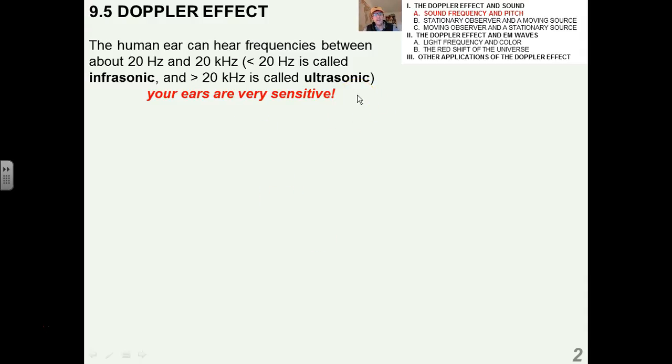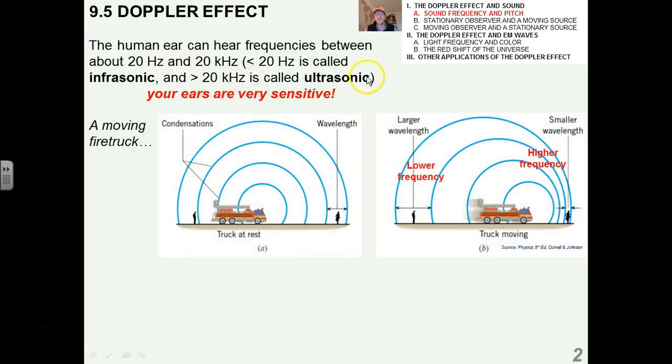Turns out that our ears are super sensitive. We can hear frequencies between 20 hertz and 20 kilohertz. Below 20 hertz, we call that infrasonic, and above 20 kilohertz is called ultrasonic. It's quite amazing that our ears have developed to be so sensitive.